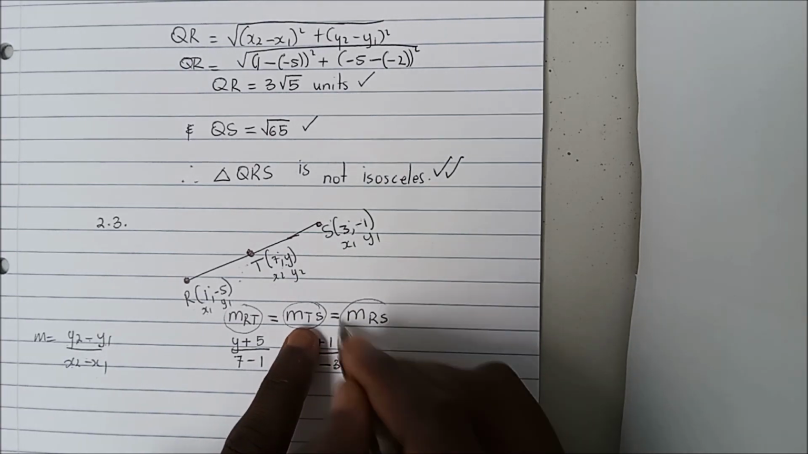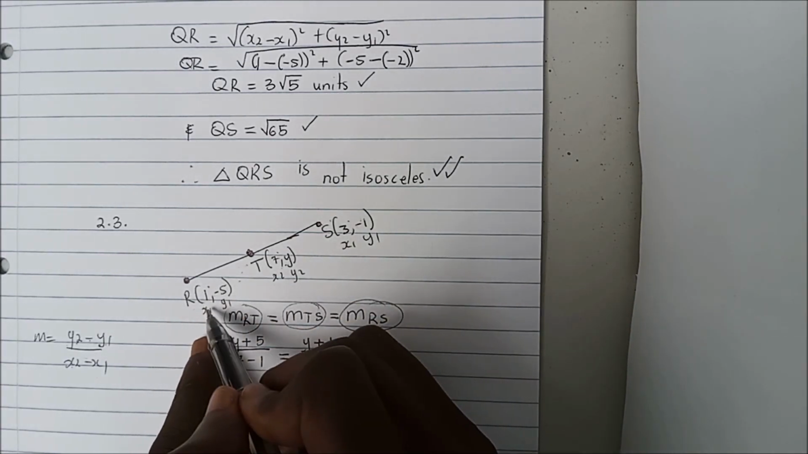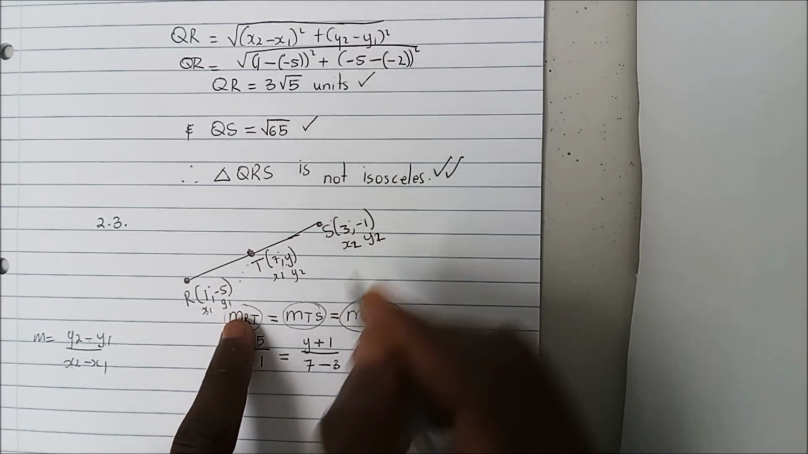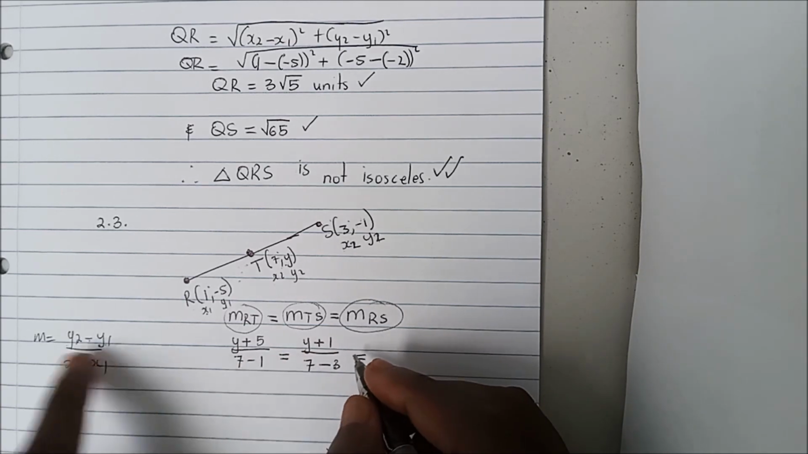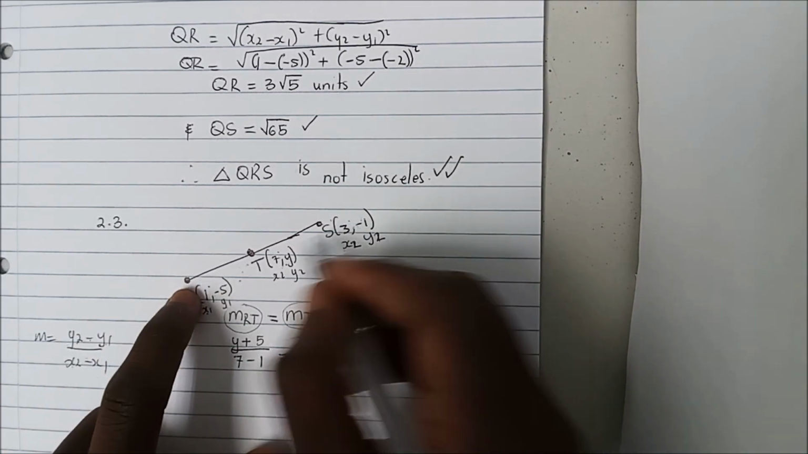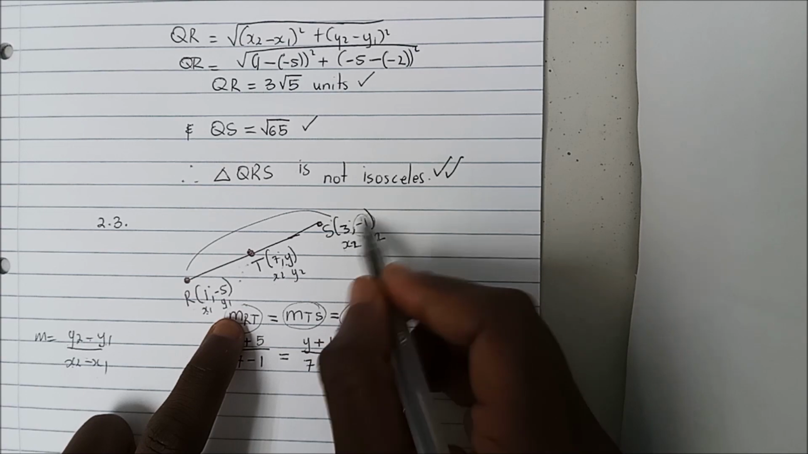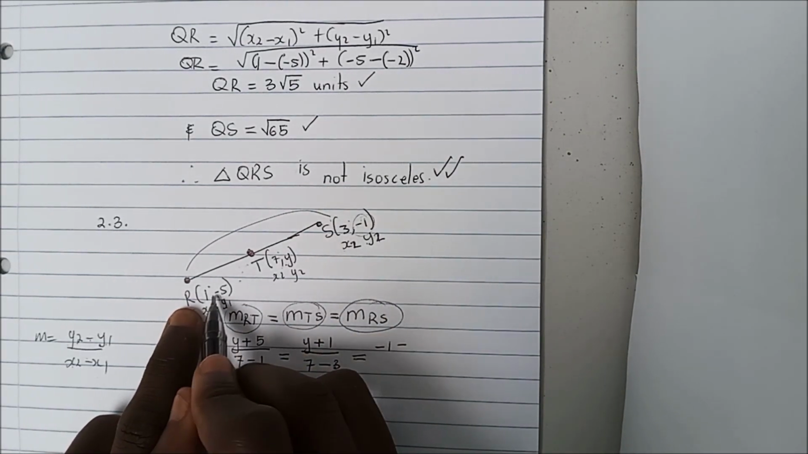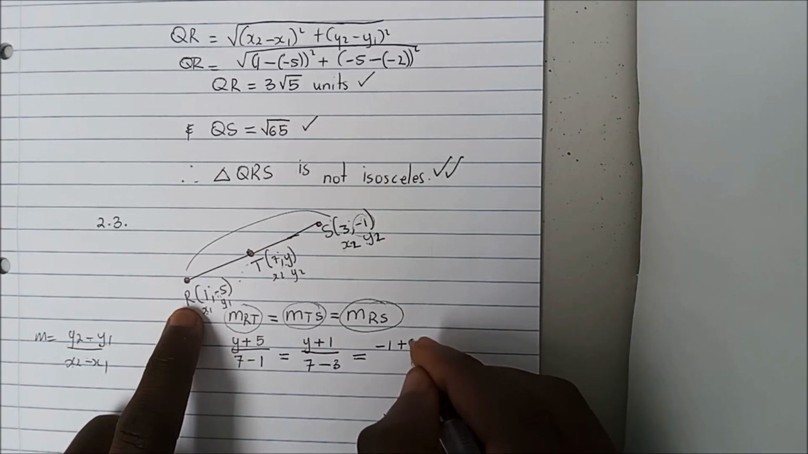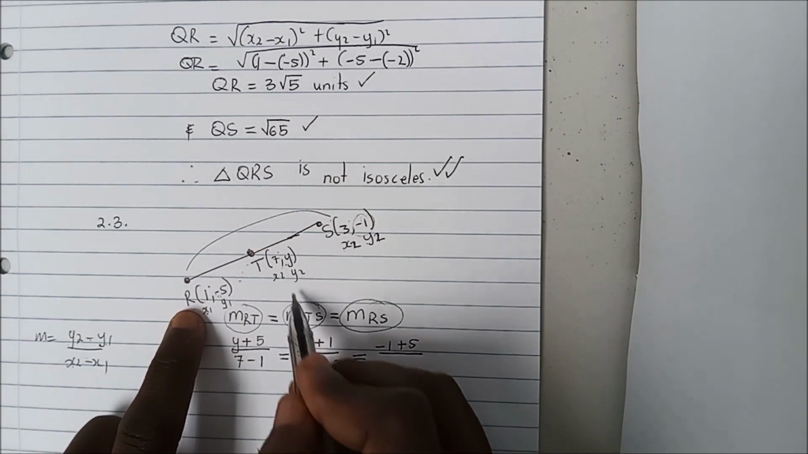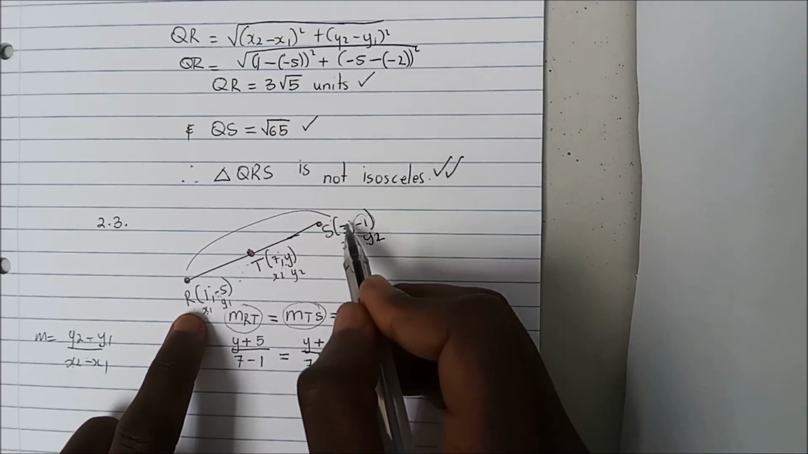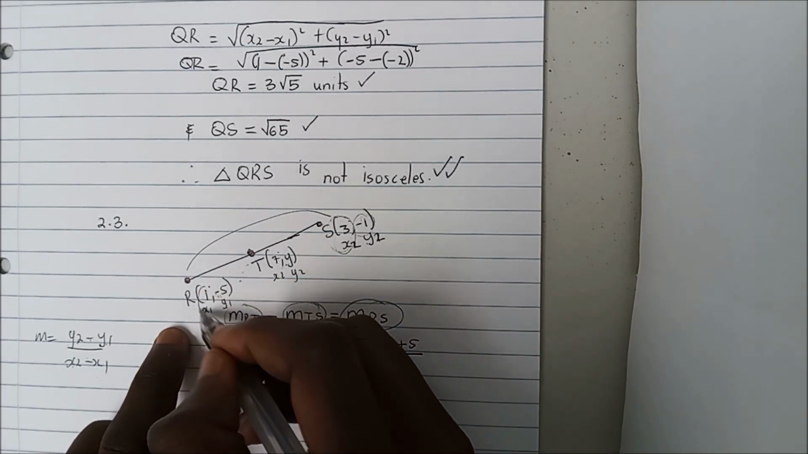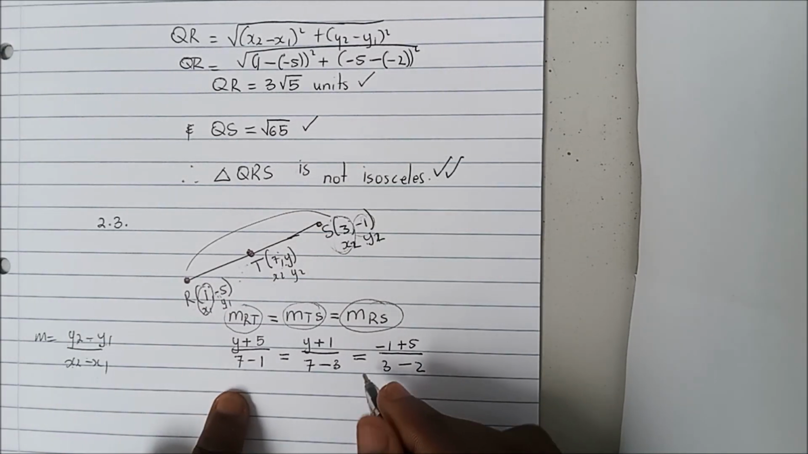Then we go to the last part, which is RS. Since we have x1, y1, we can change one to be x2, y2. No problem. So now the formula is y2. If you look at RS, what is our y2? That's -1 minus, and then what is our y1? So this negative and this negative make plus 5 over. And then what is our x2? Our x2 is 3, so we have 3 minus, and then what is our x1? That's 2. Go ahead and calculate.